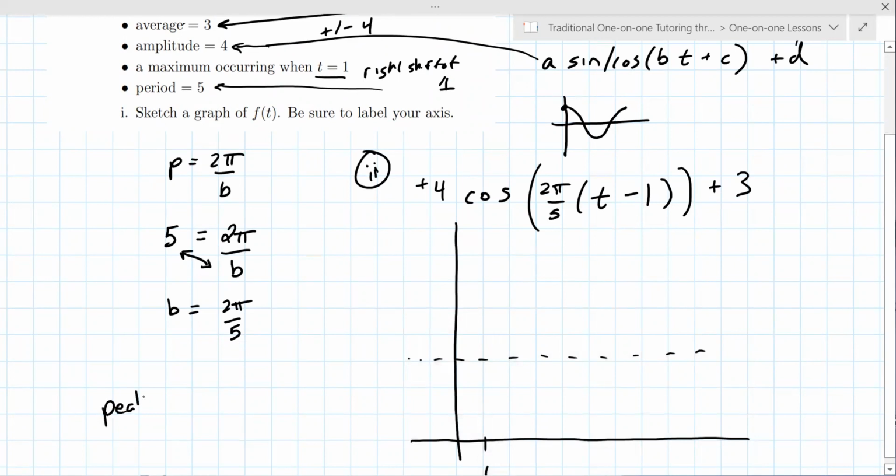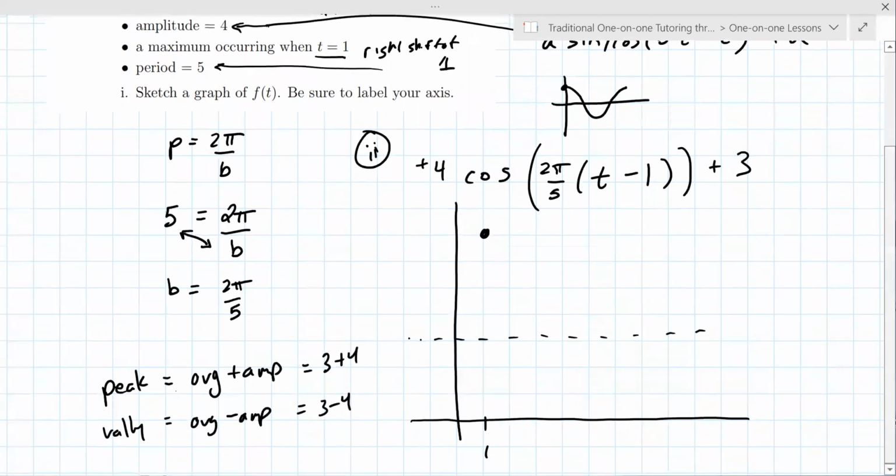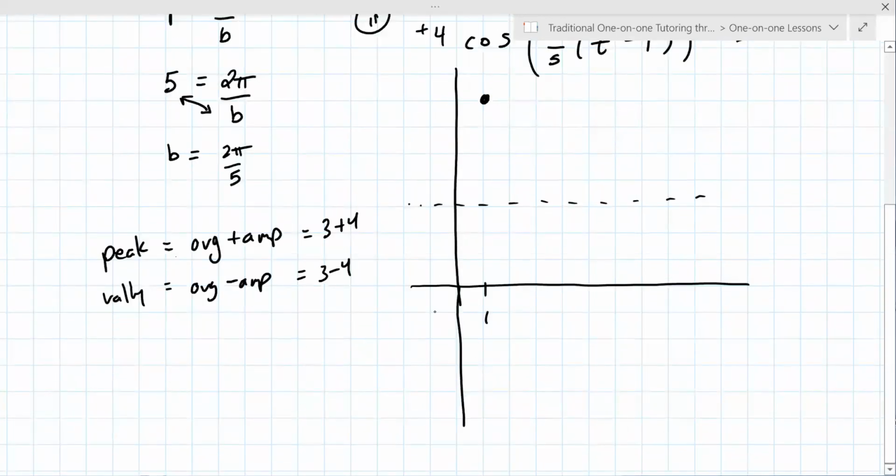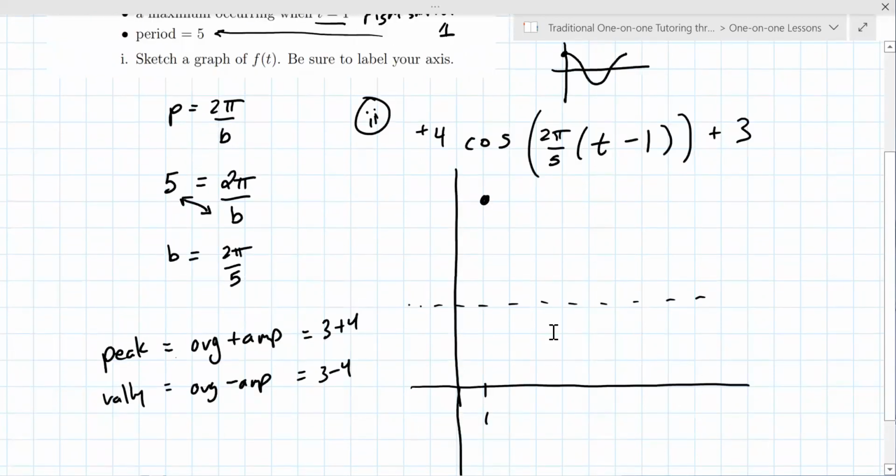Let me write this over here. The peak is the average plus the amplitude, and then the valley is the average minus the amplitude. So in your problem, that's 3 plus 4, and then 3 minus 4, so up at 7, and then it goes all the way down to minus 1 down here, and that frames this. You're supposed to go out 1 period, and your period is 5, so you go out 2, 3, 4, 5, 6. So it has to return to that point there.